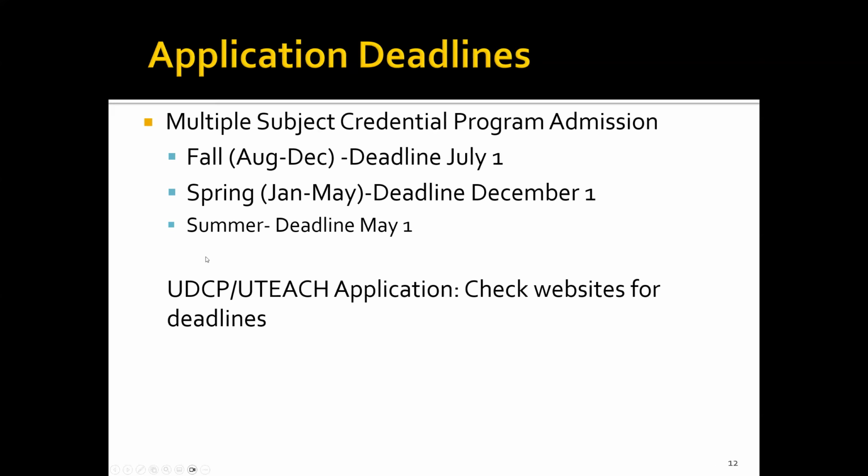If you're applying for the summer, then your deadline is by May 1st. Okay, so these are the deadlines that you have to submit the MSCP application. UDCP and UTeach have a little bit different deadlines. So make sure you check their websites to confirm their updated deadlines for UDCP or UTeach.